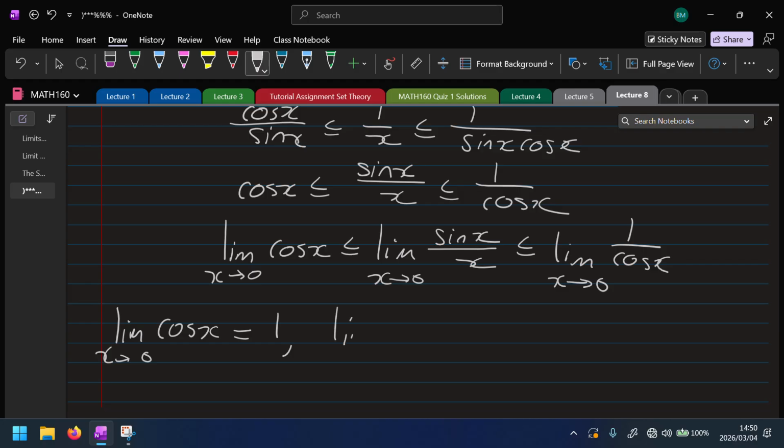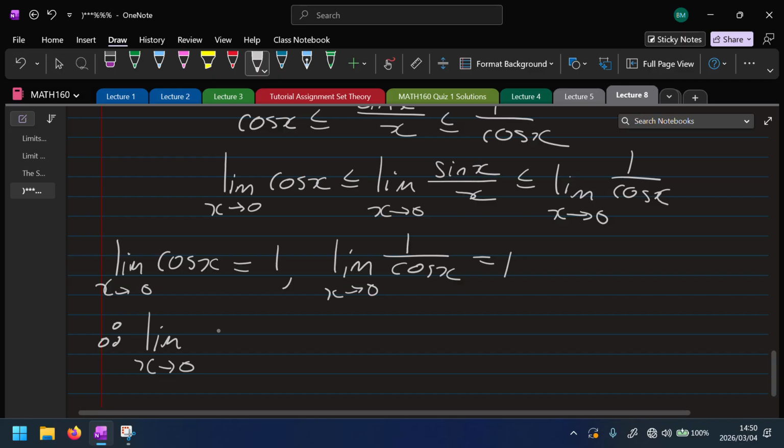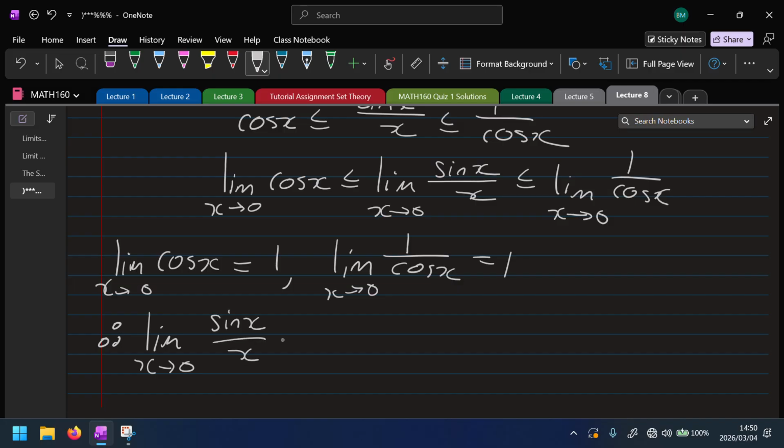So the limit as x goes to 0 of 1 over cos x. So we can do the limits just at the bottom. Remember limit laws. So the limit of the bottom will be 1. 1 over 1 is 1. So the left limit is 1. The right limit is 1. What's the middle limit? 1. Therefore, the limit as x goes to 0 of sine x over x is 1, by the squeeze theorem, so you can get your part marks.